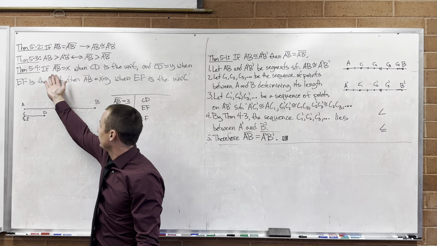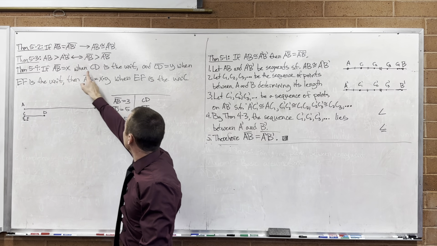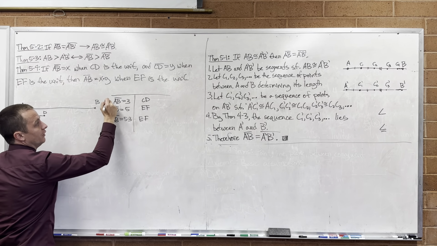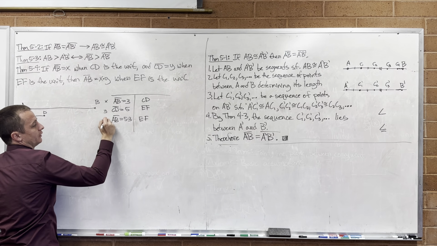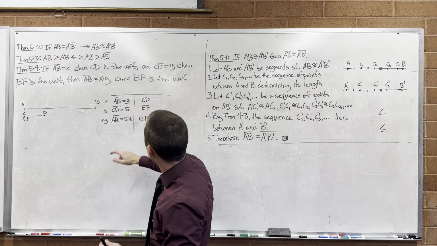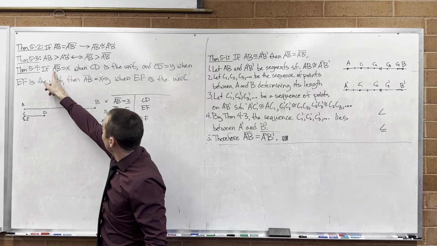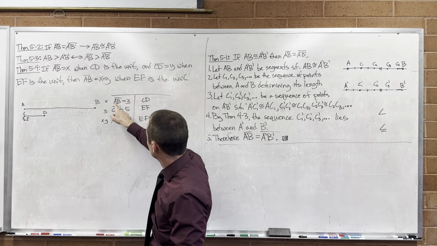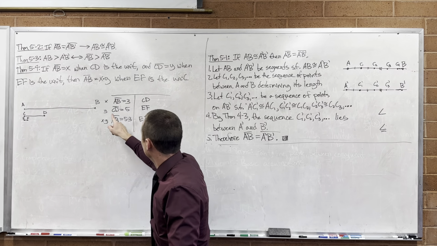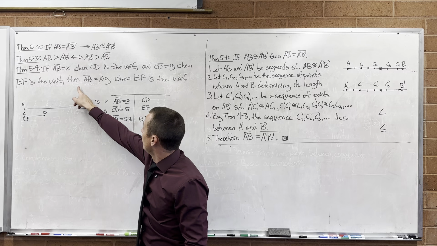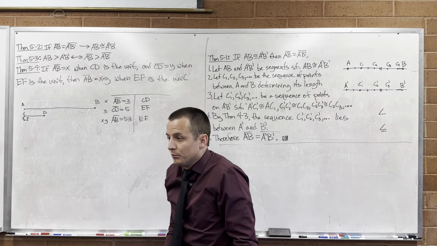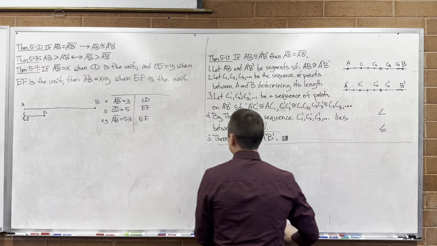So now read this and I think it'll make perfect sense. If the length of AB is x when CD is the unit, so that's AB equal to 3. Here's our x. So up in our proof, this is giving us our x, this is giving us our y, this is giving us our x times y. So the length of AB is 3 when CD is the unit, and the length of CD is y when EF is the unit. Then the length of AB is x times y when EF is the unit. Perfectly intuitive? Yes. Okay, so that's that one.